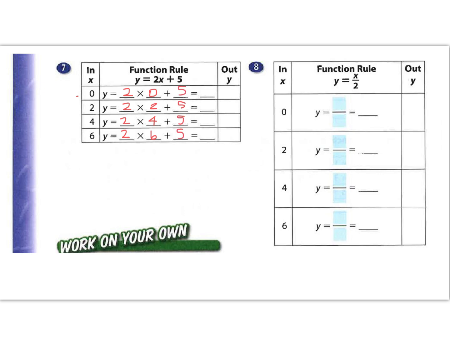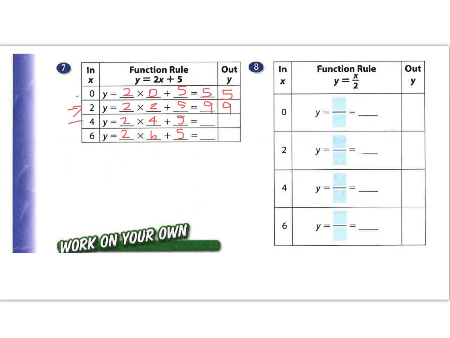So remember, you have to multiply before you add. So we're going to go across like this because it happens that the multiplication comes before in the equation anyway. So 2 times 0 is 0. 0 plus 5 is 5, so our output is 5. The next one, 2 times 2 is 4. 4 plus 5 is 9. Output is 9.